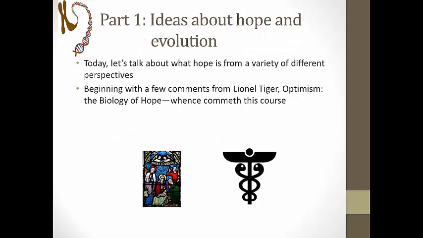So with that, let's get started. In part 1, we're going to talk about some ideas about hope as an evolutionary phenomenon. And we'll introduce several different perspectives to back this up. But we're going to begin with those comments of Dr. Lionel Tiger, whose book I mentioned to you in the introduction last time. The correct title of the book is Optimism: The Biology of Hope, which you'll see in a minute is a bit of a misnomer.